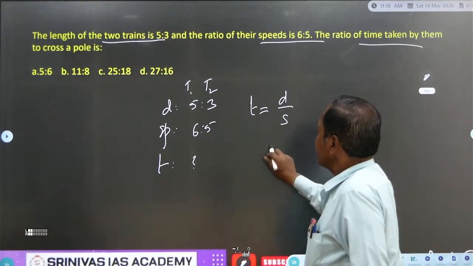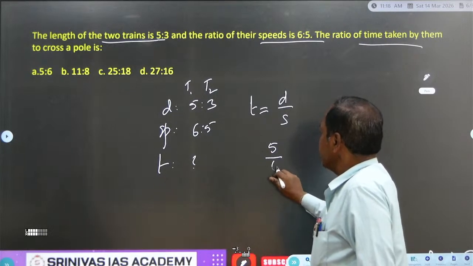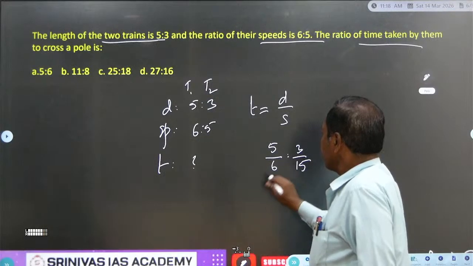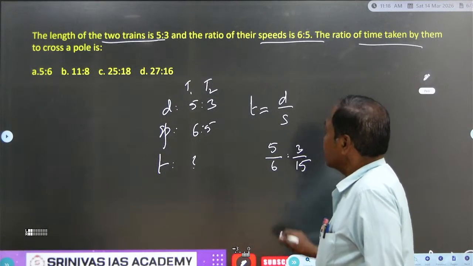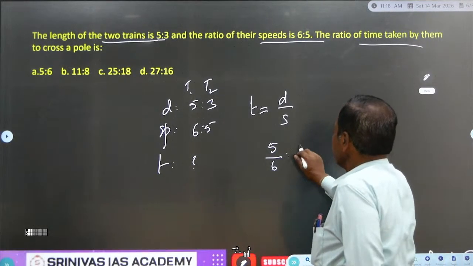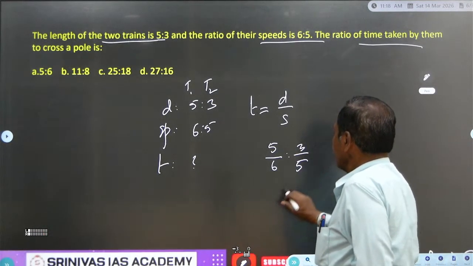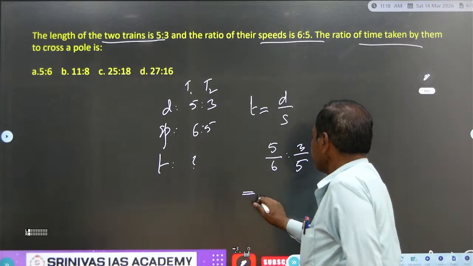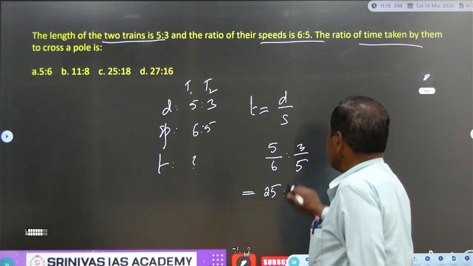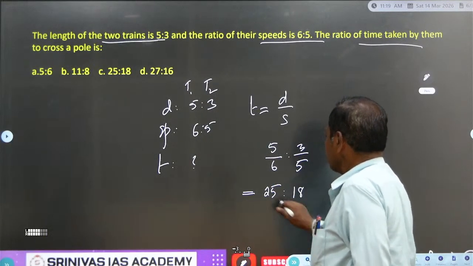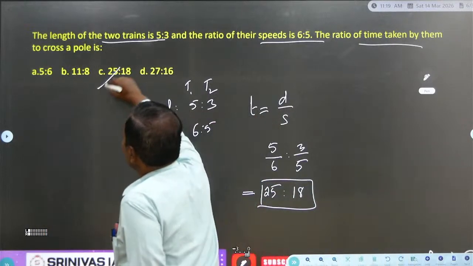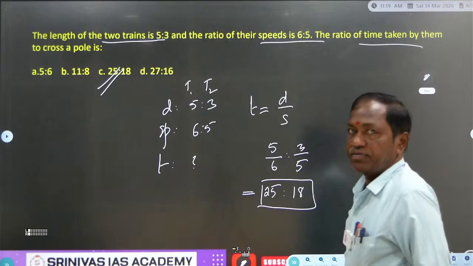What is the distance? 5 by 6 is to 3 by 5. Now cross multiply. 3 by 5. What is the next step? 25 is to 5 into 5, 6 into 3. Can you simplify further? No chance. 25 is to 18. Option C is like that.